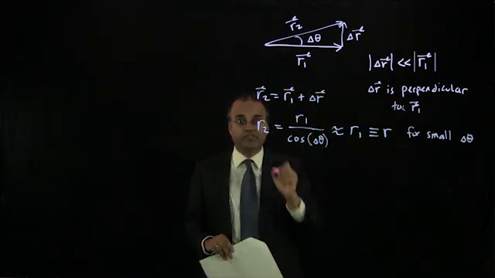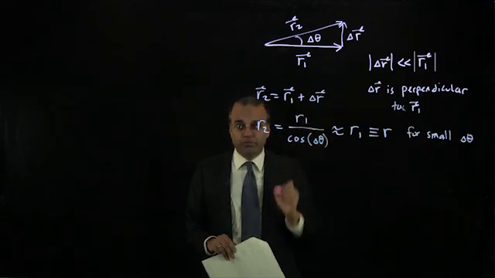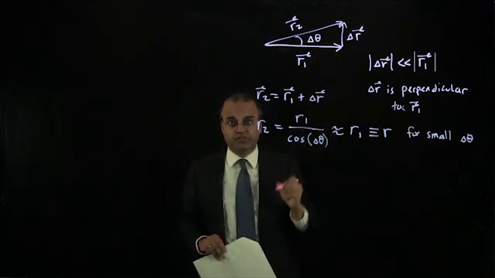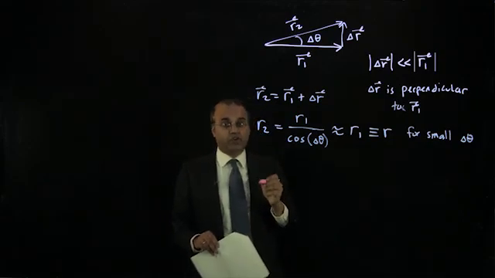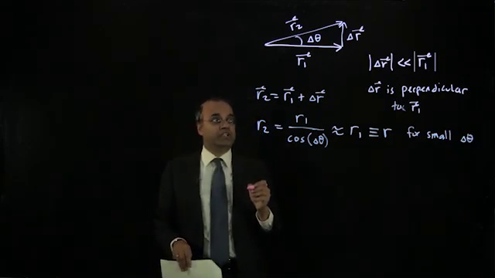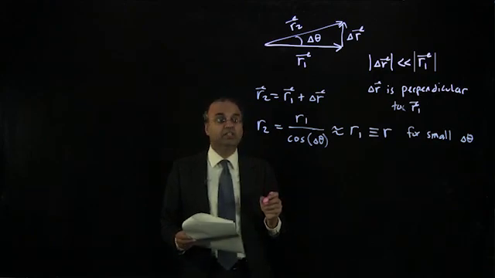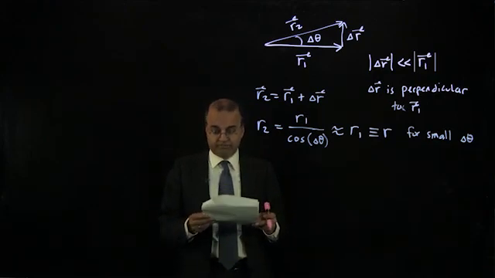When I have a large vector and I add a small perpendicular vector, the result is to rotate the original vector without changing its length. As long as the angle is small, or equivalently, as long as delta r is very small compared to my original vector length, I'll get a pure rotation.